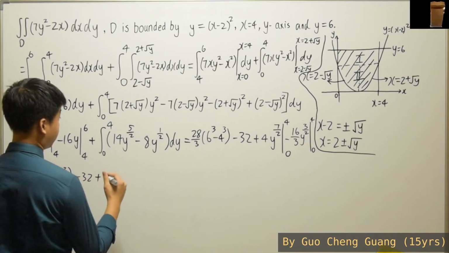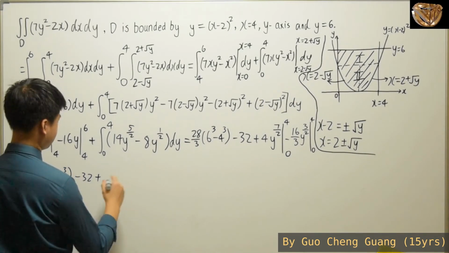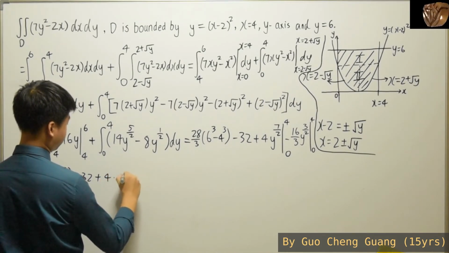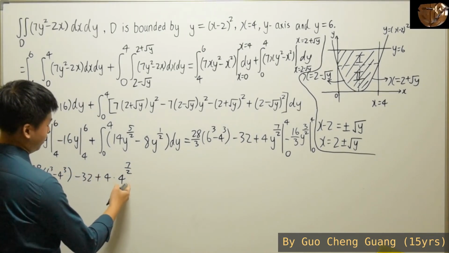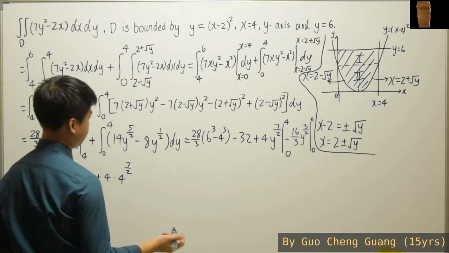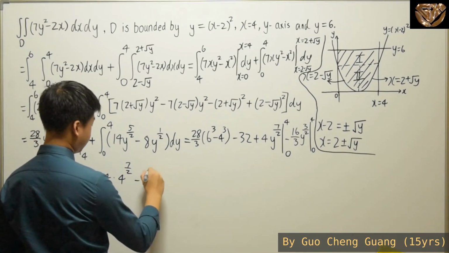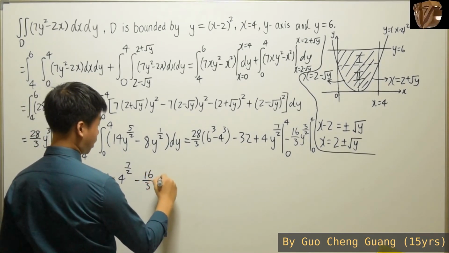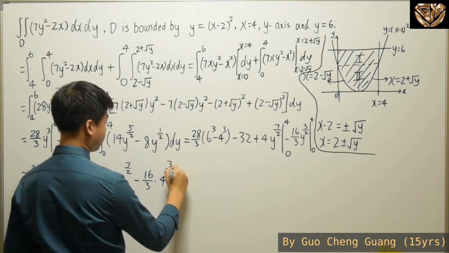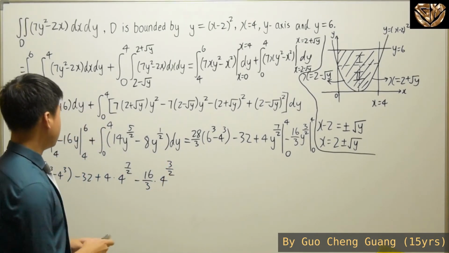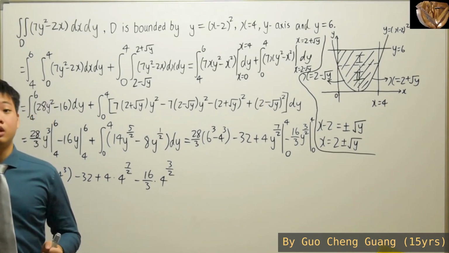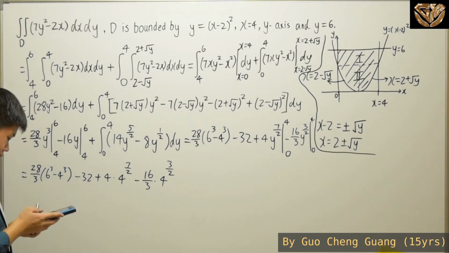So for this part, you're going to have 4 times 4 to the power of 7 over 2. Well, of course, if you can mentally calculate quickly enough, over 2 is just square root, so you have 2 to the power of 7 for the part behind. Then minus 16 over 3 times 4 to the power of 3 over 2. And of course, the square root, you can also change that into 2 to the power of 3. So now in this part, you can choose to use a calculator in order to find it.